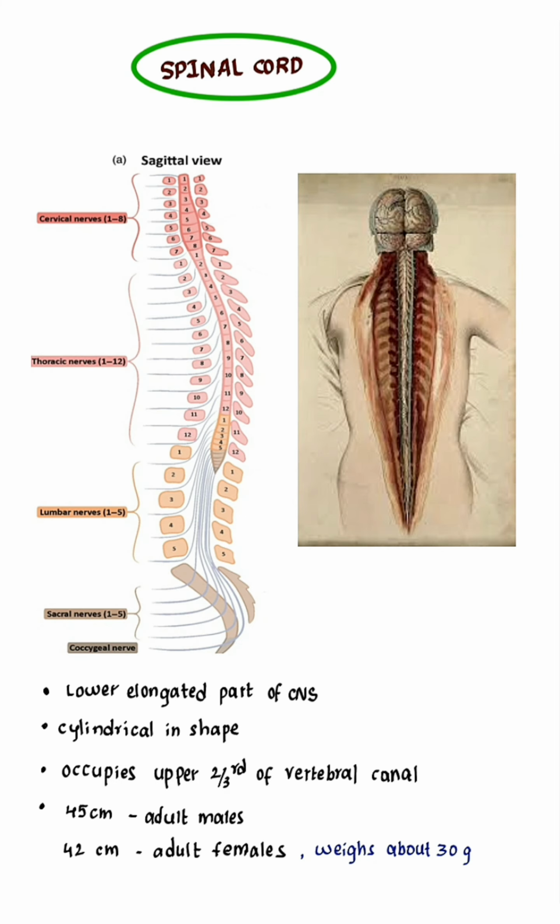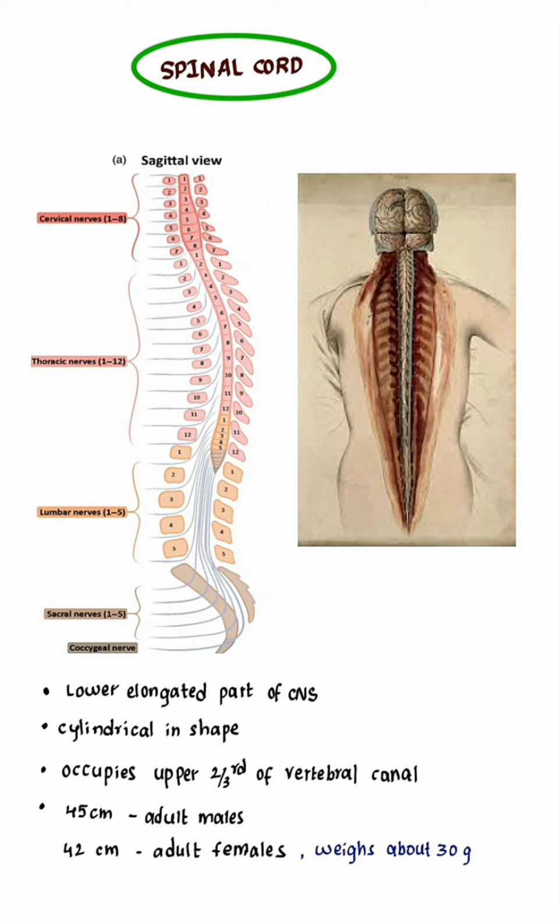Spinal cord. It is the lower elongated part of the central nervous system. The central nervous system consists of brain and spinal cord. It is cylindrical in shape. It occupies the upper two-thirds of the vertebral canal. You can see the spinal cord occupying the upper two-thirds of the vertebral column.